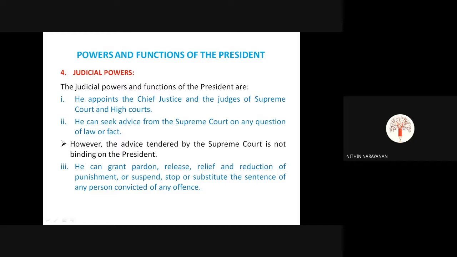Okay. So the president has the power to seek any legal advice regarding the country from the Supreme Court. However, the advice tendered by the Supreme Court is not binding on the president.